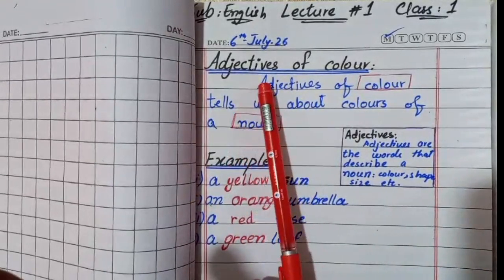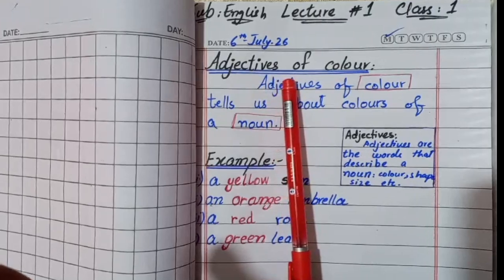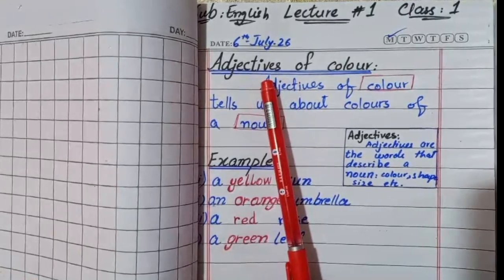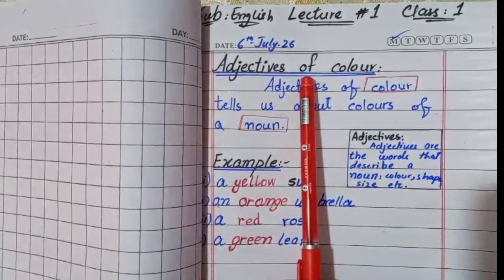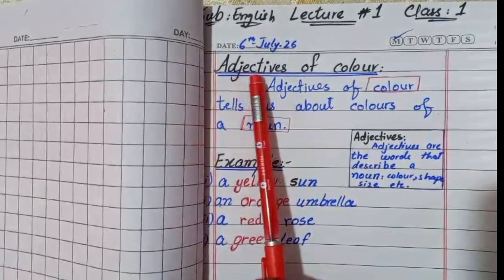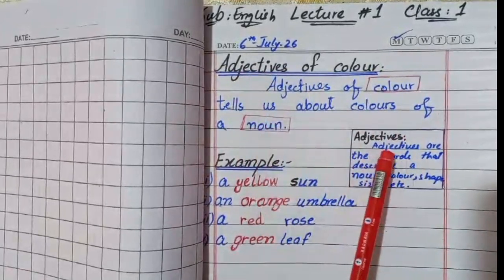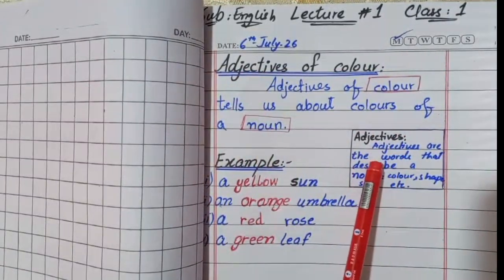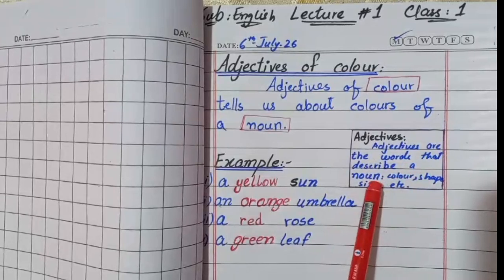Today we are going to start a new topic from your grammar portion, that is adjective of color. For this topic, first we should know that what are adjectives. Adjective means that the words that describe a noun.